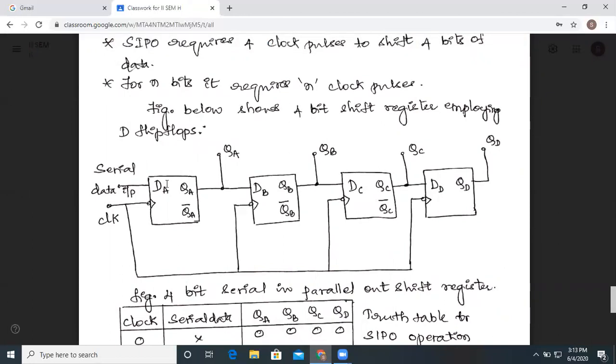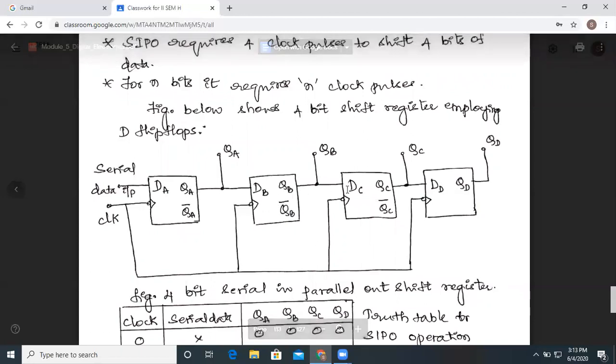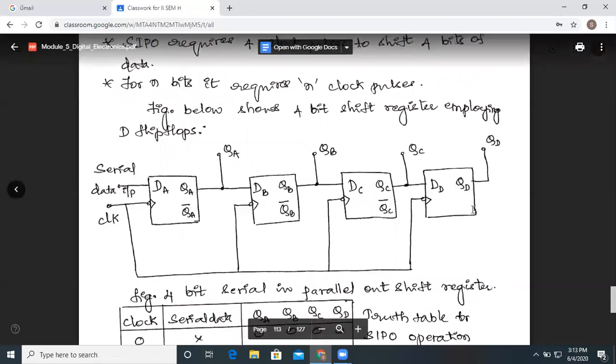This is called the data flip-flop, or the D flip-flop. D flip-flop is also a data flip-flop. So now we have the 4 flip-flops that are used over here. These flip-flops are DA, DB, DC as well as DD. And QA, QB, QC, QD are all the outputs, and here the clock is given in this manner.